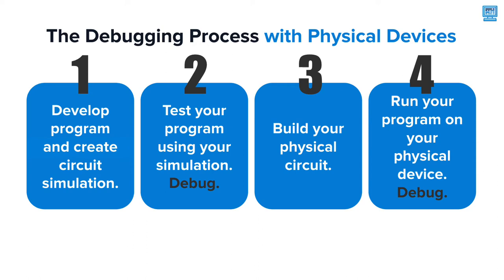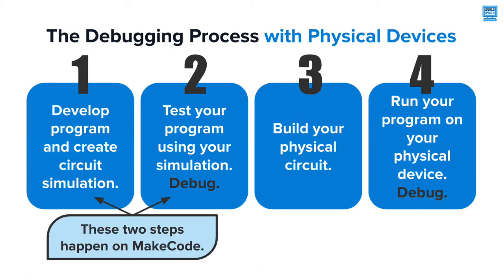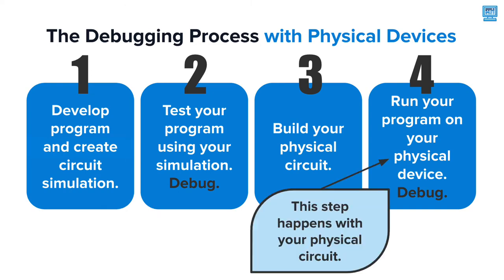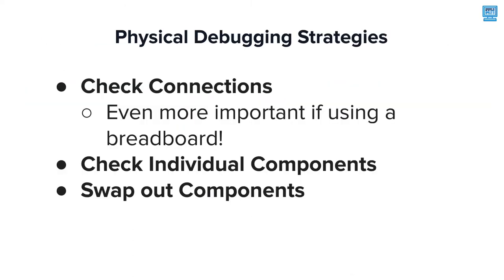Once our program works as intended on the simulator, we build it out using our physical components. When we run the program on our physical device, a whole new set of issues can arise, so we may need to debug at this point as well. The first debugging process will happen in the MakeCode editor with the microbit simulator. The second debugging process will happen once the program is uploaded to the physical device. Debugging physical circuits can get complicated. Let's take a look at a few strategies you can use.